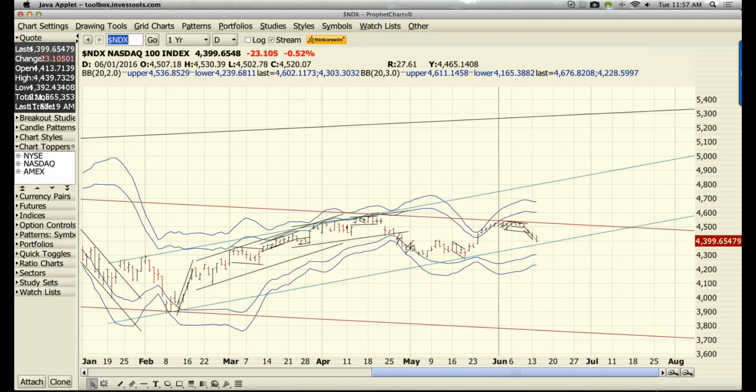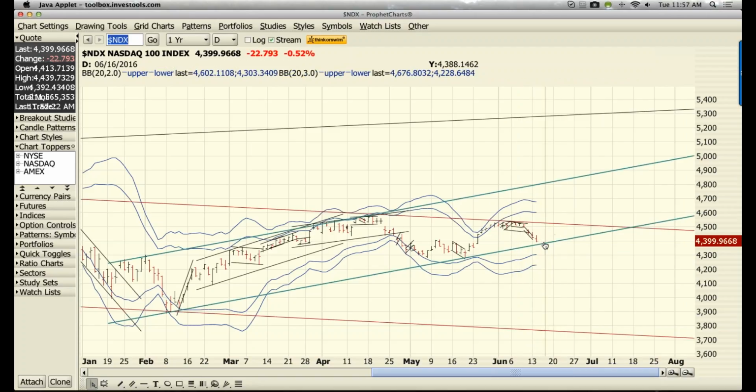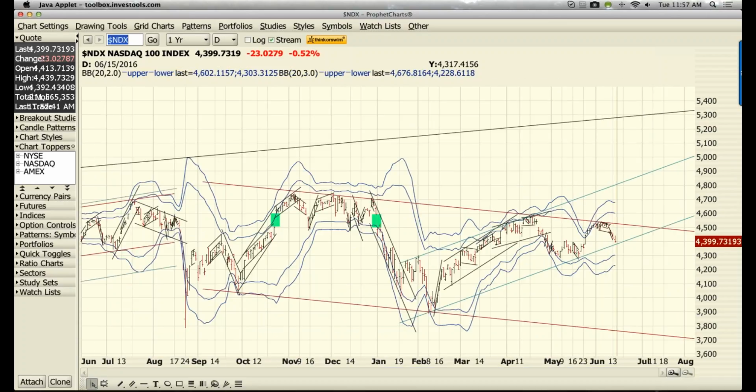So what I will be paying attention to on my bar charts is whether or not we stall at this level and head back higher, and then subsequently will we stall back up at that declining resistance, or are we going to break through this channel or this cycle support and continue to trend lower within the declining channel?